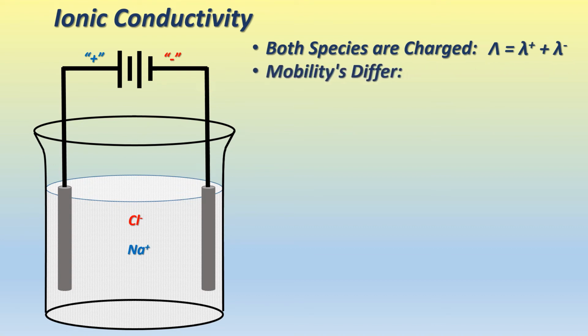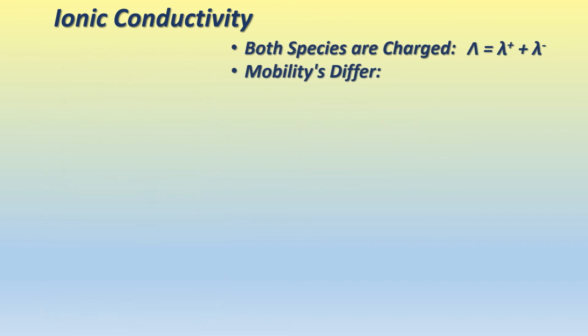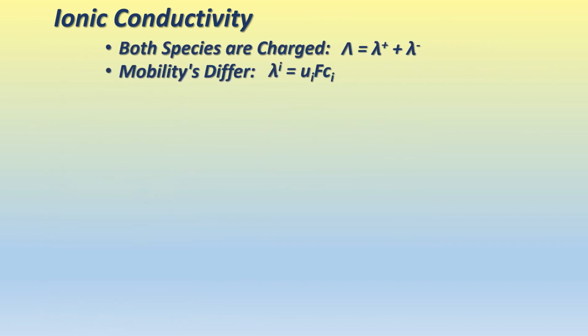Their mobilities are going to differ for a very simple reason. Anions are always much larger than cations. Specifically, chloride ion is 167 picometers, sodium ion is only 116. Therefore, the sodium ion can move much more quickly through the solution than the chloride ion can. This is quantified by the mobility, where for any individual plus or minus charge, the conductivity of that ion will be its mobility times Faraday's constant times that ion's concentration.